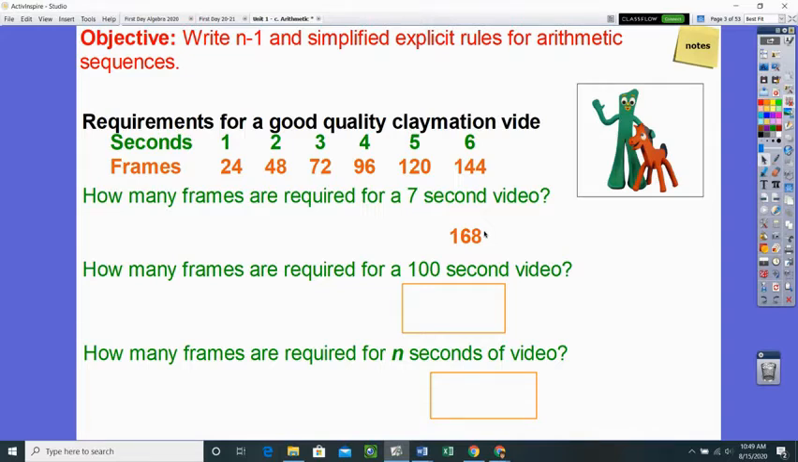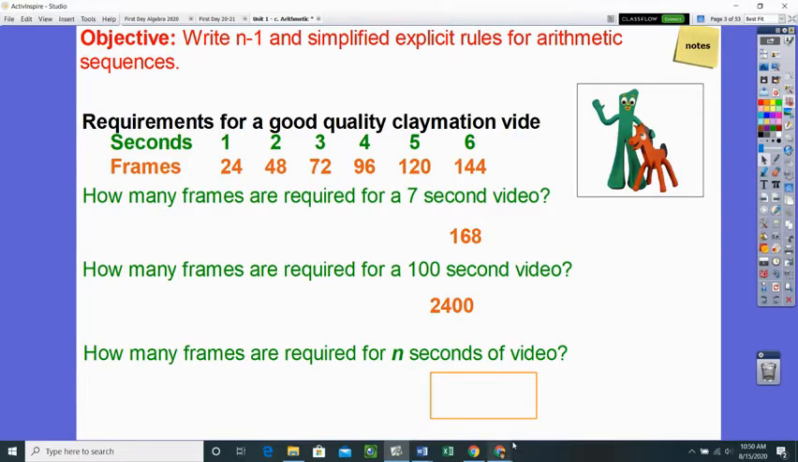That method is going to be a lot easier to come up with that explicit rule to get to the 100-second video. How many frames for a 100-second video? What would that be? So we can do it in our head even without the calculator. 24 times 100, did you get 2,400 frames? So in order to make just a 100-second video, you would have to have 2,400 frames.